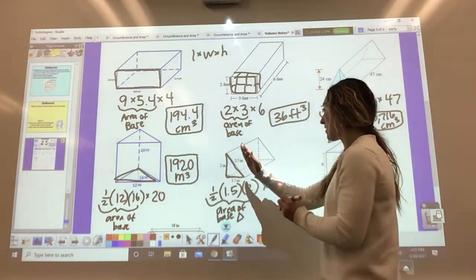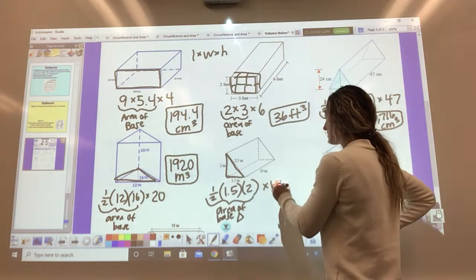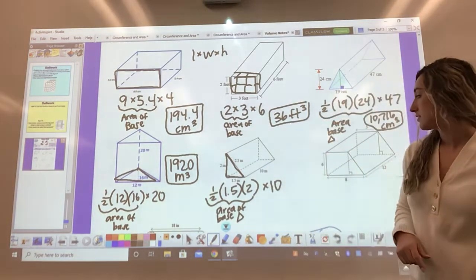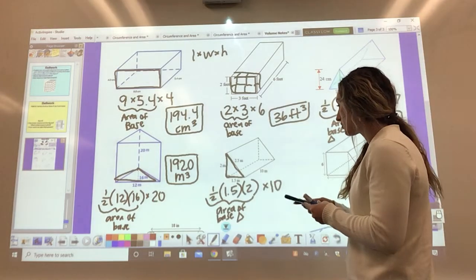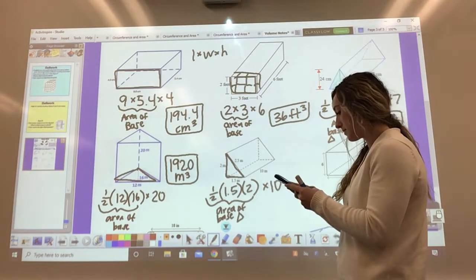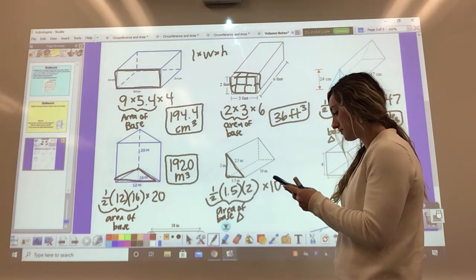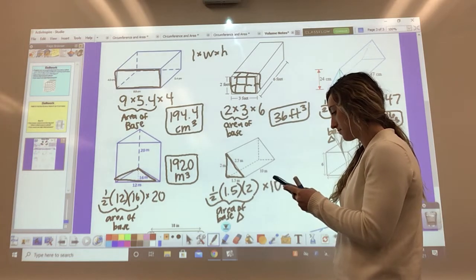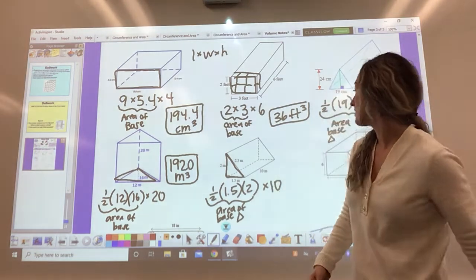And I multiply that by the height that it was extended, which is times 10. So, I think this is going to be 15, but let me double check. Yeah, 15 cubic meters.